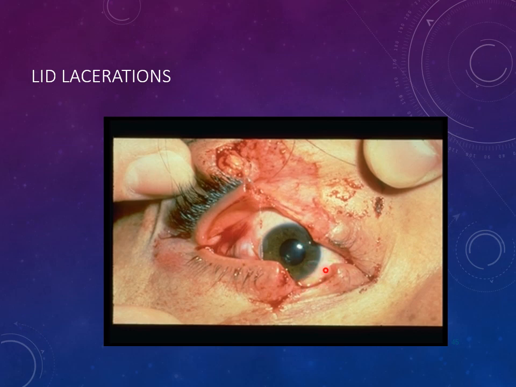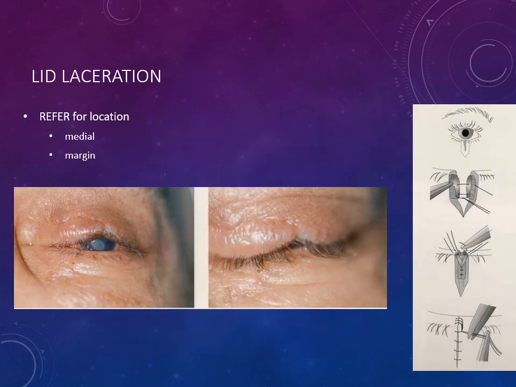We should look at the eye and make sure that the eye is intact. After that we plan repair of the eyelid laceration. When the margin is involved, this is better done by an experienced ophthalmologist or an oculoplastic surgeon, because we need to oppose the eyelid margin together first, as shown in this image. And later on we complete the repair of the laceration.